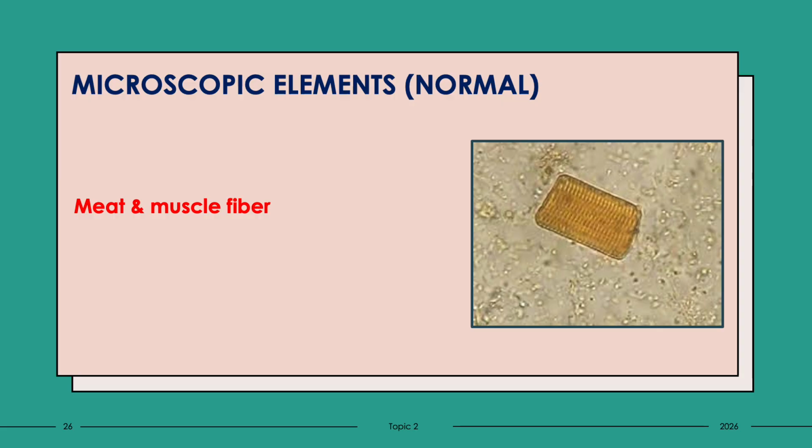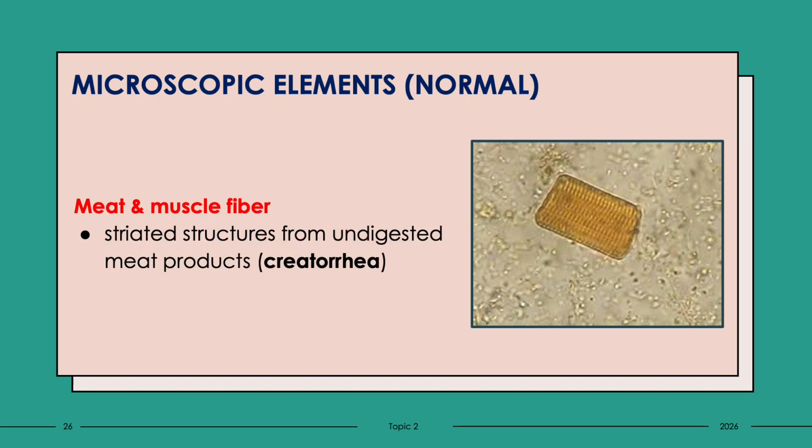Next, meat and muscle fibers. Again, these are normal and are seen especially on increased consumption of meat products. These are serrated structures from undigested meat products. The presence of these structures is called creatorrhea.